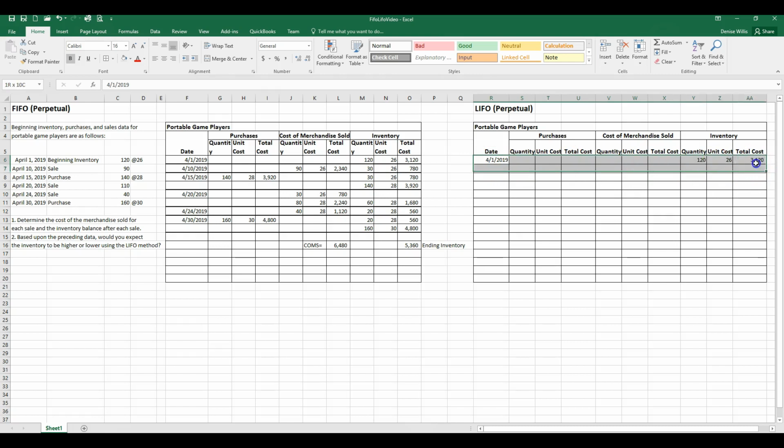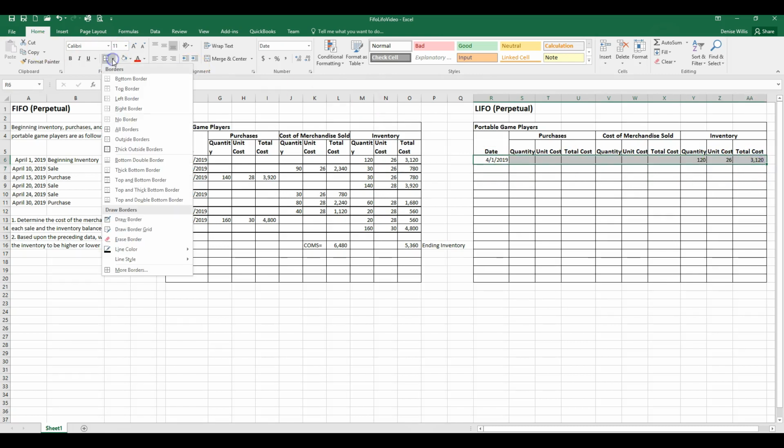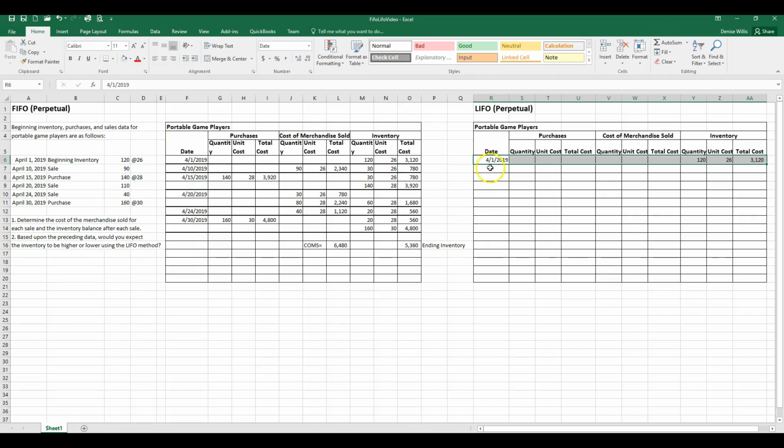Nothing different. So let's go ahead and let me put my nice little bold underline here. Thick bottom bar. Okay. Now we're going to get to 4/10. On 4/10 we're going to sell 90 of them. And since there's only one choice to make, there is nothing different. This data is identical in this case to this one. Just go ahead and paste that in, because there weren't choices to make. Again, they had to cost $26. That doesn't change.